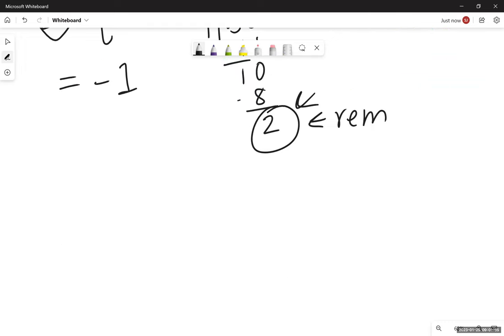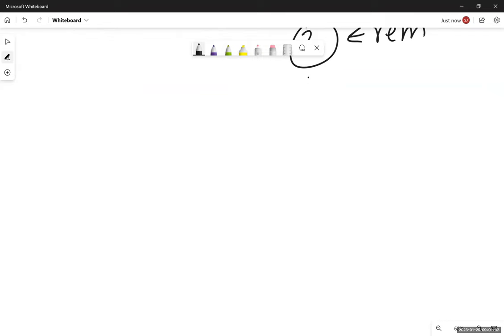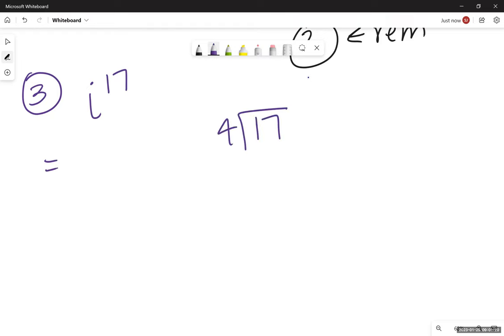Oh, there's another one. i to the 17th power. The remainder, i to the 17th. So we do 17 divided by 4. 4 times 4 is 16, right? That gives me a remainder of what? And so then what does it actually end up equaling?